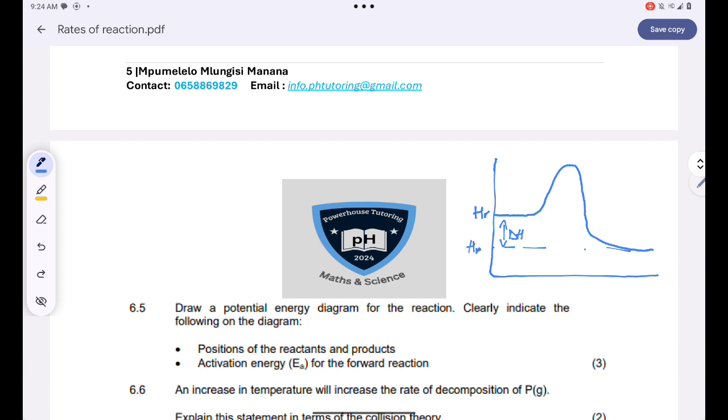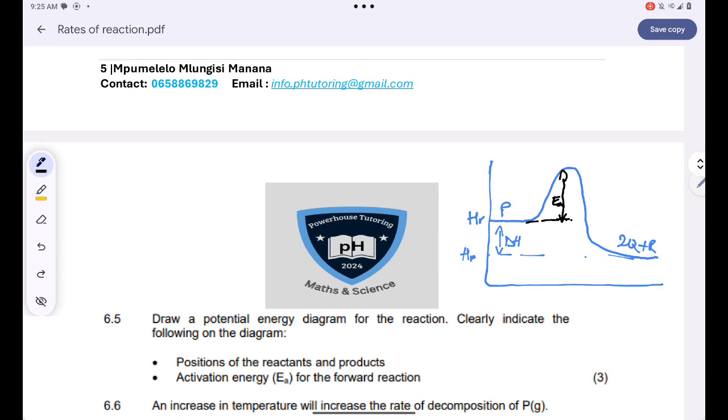What did they want me to indicate over there? The position of the reactants and products. Okay, that's my reactants, and then my products, that's 2Q and R over there, and then the activation energy of the forward reaction. Let me indicate it in black. Activation energy is over there, now guys. The minimum energy required to activate the reaction.